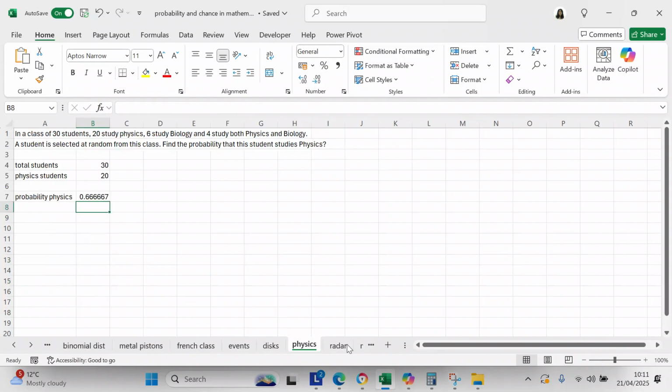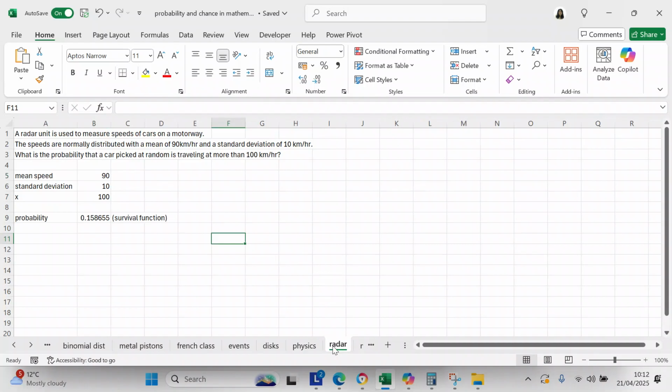So the next question we have is, in a class of 30 students, 20 study physics, 6 study biology, and 4 study both physics and biology. A student is selected at random from this class. Find the probability that this student studies physics. So you've got total students is 30, physics students is 20, and so the probability that they study physics is B5 divided by B4, which is 67%.